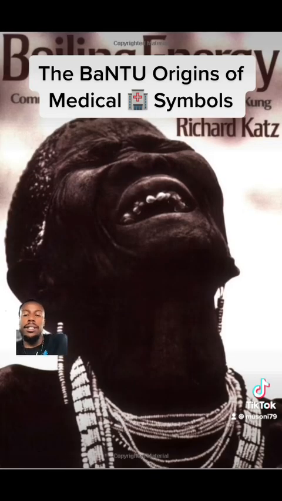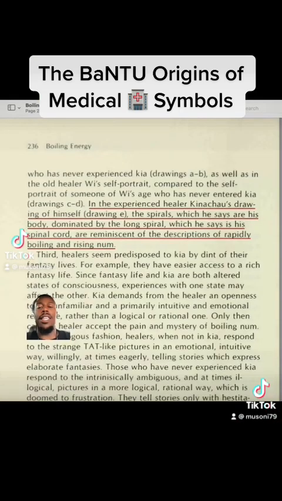And we know that the concept of the Kundalini did not come from India to Africa, because the concept is found among the Kung of Southern Africa in the text Boiling Energy by Richard Katz, Community Healing Among the Kalahari Kung. In the text, the author, being a clinical psychologist, requests members of the Kung community, different people, to draw portraits of themselves with the purpose to try and see if there is a psychological difference between healers and ordinary people.